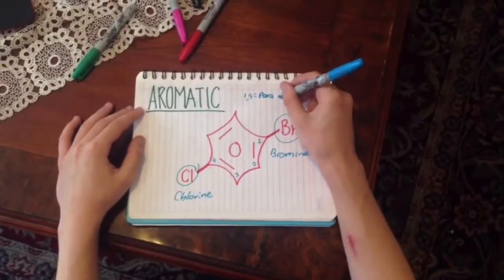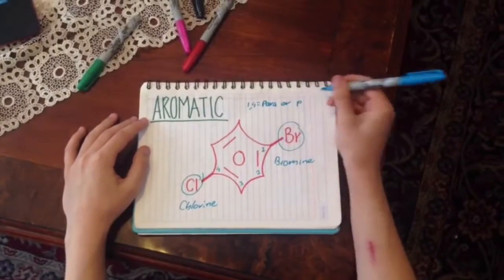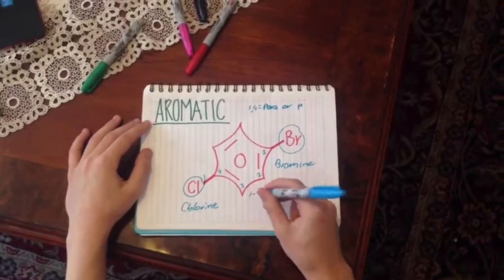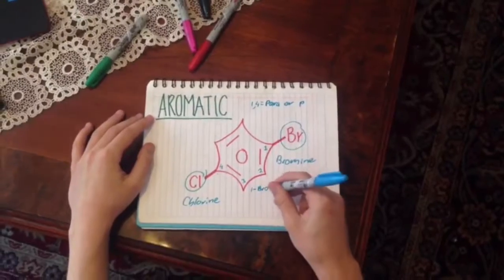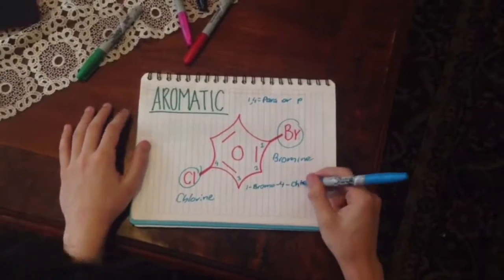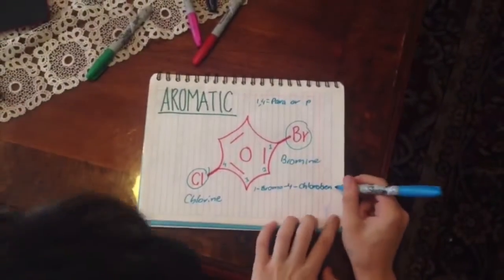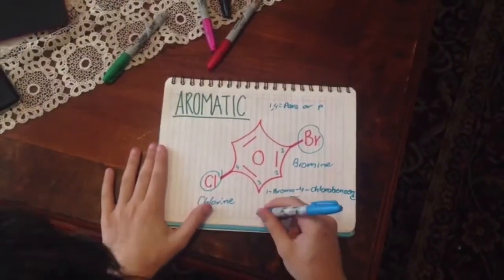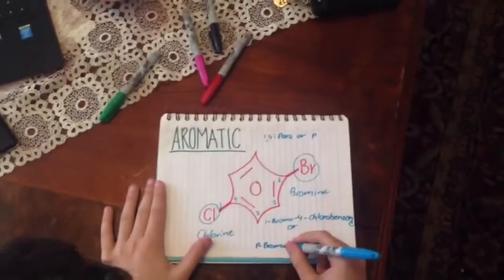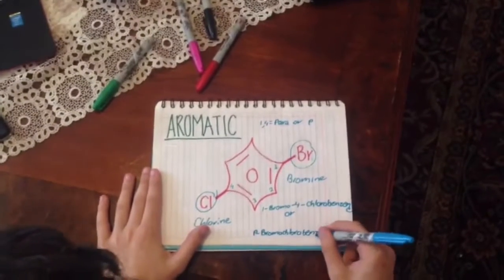This is a special situation as the branches are in position 1 and 4. We could write para or P instead of the numbers. We could write two names for this. It can be either 1-bromo-4-chlorobenzene or P-bromochlorobenzene, and it will end with benzene as it is an aromatic.